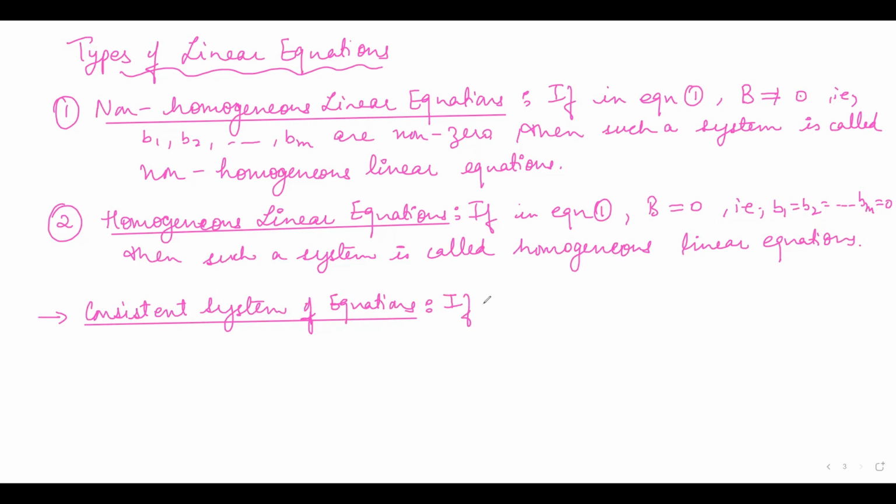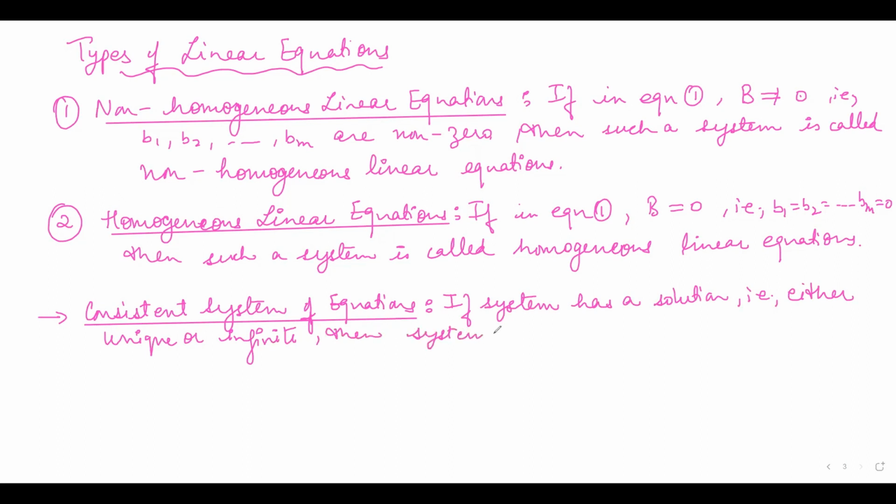If the system has a solution that is either unique or infinite, but it has a solution, right? Then the system is consistent.